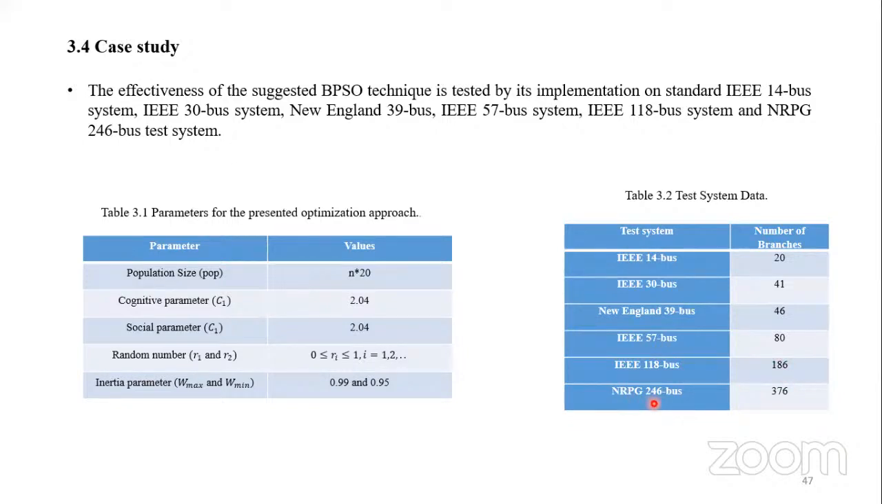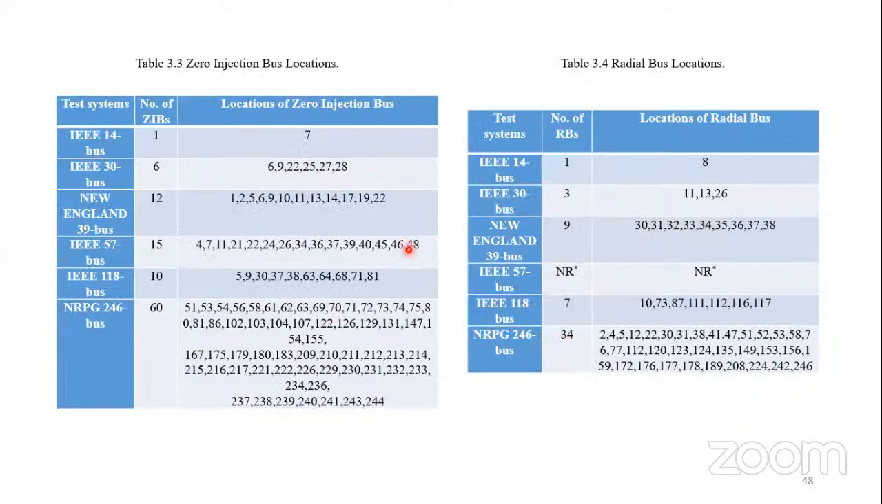Similarly, for the Northern Regional Power Grid 246 bus system, the number of branches is 376. So these are the locations of zero injection buses. As we have just talked about, in the IEEE 14 bus system, bus number 7 is a zero injection bus. Similarly, for the IEEE 30 bus system, the number of zero injection buses is 6, followed by the New England 39 bus system, which has 12. The 57 bus system has 15 zero injection buses, the IEEE 118 bus system has 10 zero injection buses, and the NRPG 246 bus system has 60 zero injection buses.